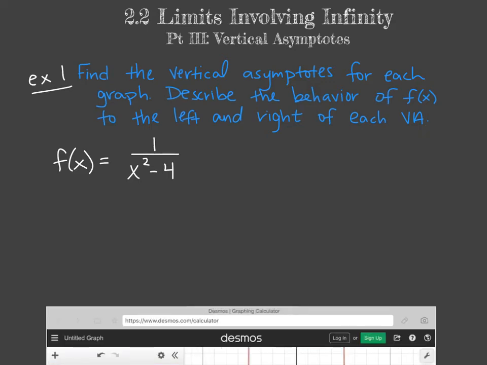Can you guess where we would have issues here? Think about the values that would make this denominator 0. If you said 2 and negative 2, you're absolutely right. You can just think about that algebraically, right? What do you plug in for x that makes this denominator 0?